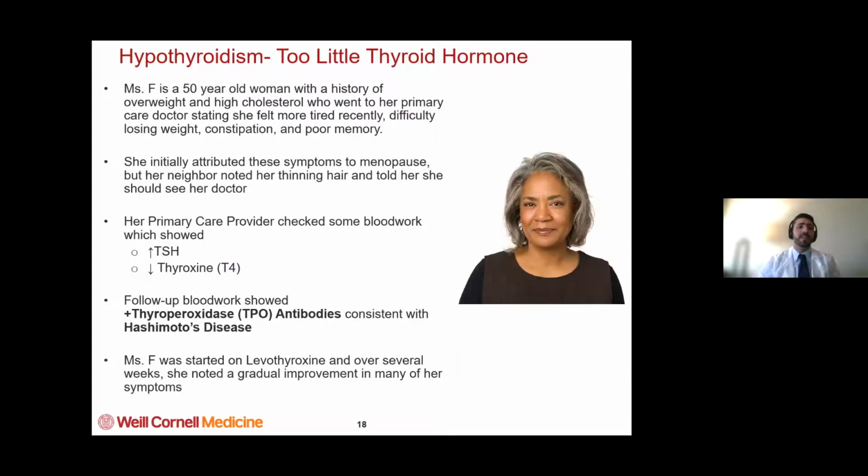So returning to Miss F, her follow-up blood work showed positive TPO antibodies consistent with Hashimoto's disease. She was started on levothyroxine, and after several weeks, she reported a gradual improvement in many of her symptoms.